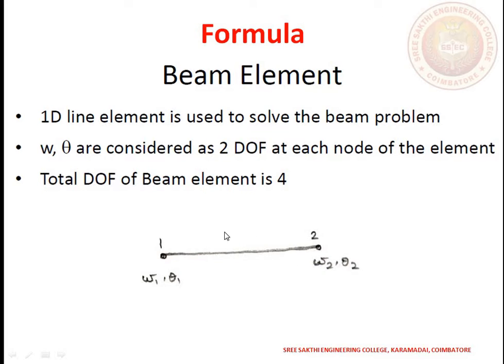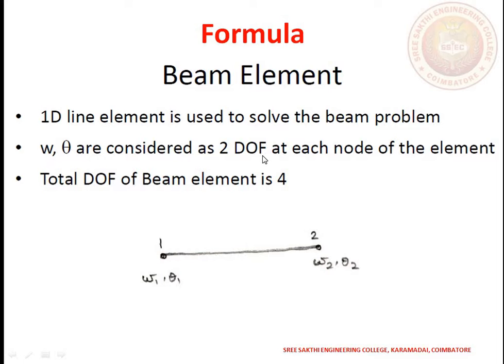This is one element, the first element. That element has two nodes. Each node has 2 degrees of freedom. Here theta is the slope. While applying the load, it will bend like this. If it is bending, it takes a slope, that is theta 1. W is the deflection, and the moment will also be considered. So a one-dimensional line element is used to solve the beam element.